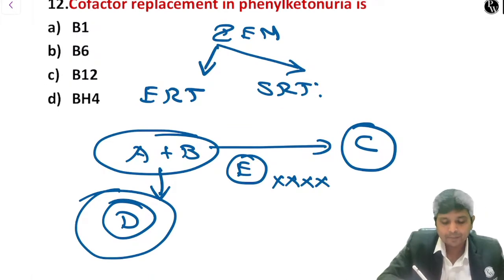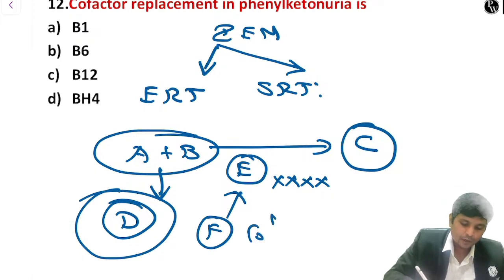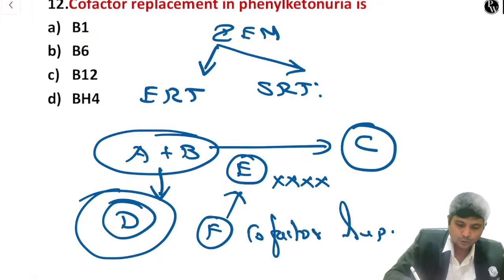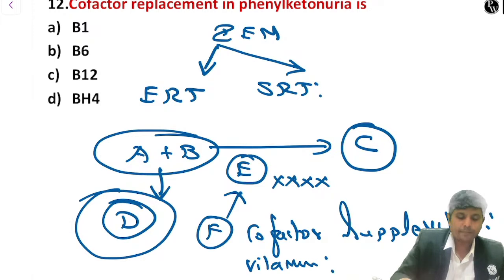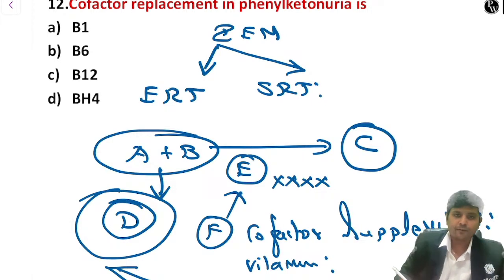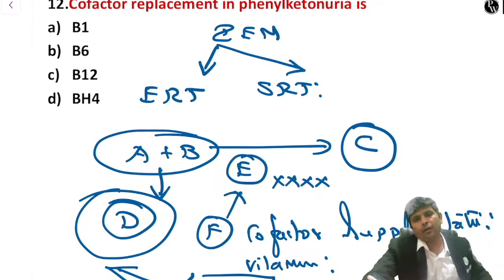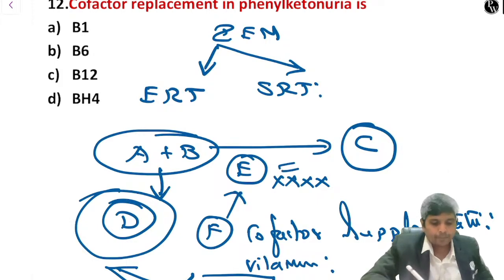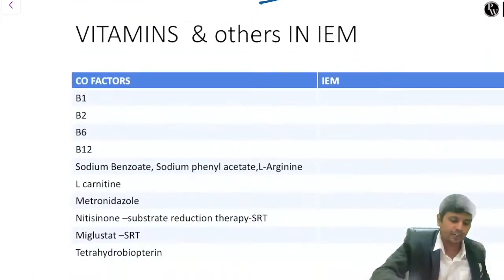Either you can provide an enzyme replacement therapy, or these enzymes are supported usually by a cofactor. That is called cofactor supplementation. Cofactors are usually vitamins, or else it can also be treated by reducing the toxic substrate or metabolite formed, and this is called substrate reduction therapy. In the following tabular column, we are going to discuss enzyme replacement therapy, cofactor replacement therapy, and substrate reduction therapy. Basically, we are going to concentrate on cofactor replacement and substrate reduction therapy.